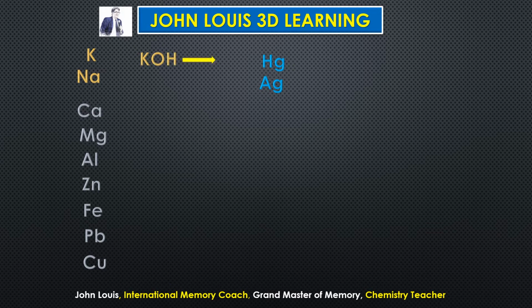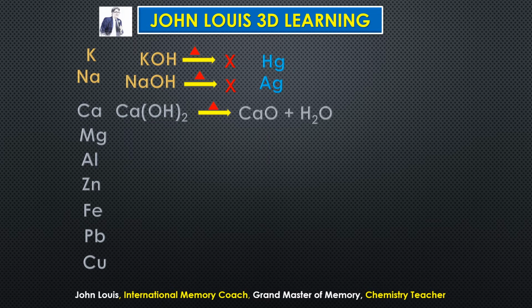Okay, now let us take potassium hydroxide. What we learnt is that they do not decompose. Sodium hydroxide also does not decompose. So these are the two highly reactive metals. Potassium hydroxide and sodium hydroxide do not decompose, whereas calcium hydroxide gives, as we learned, metal oxide plus water vapor. Metal oxide, that is calcium oxide, plus water vapor in the form of steam.